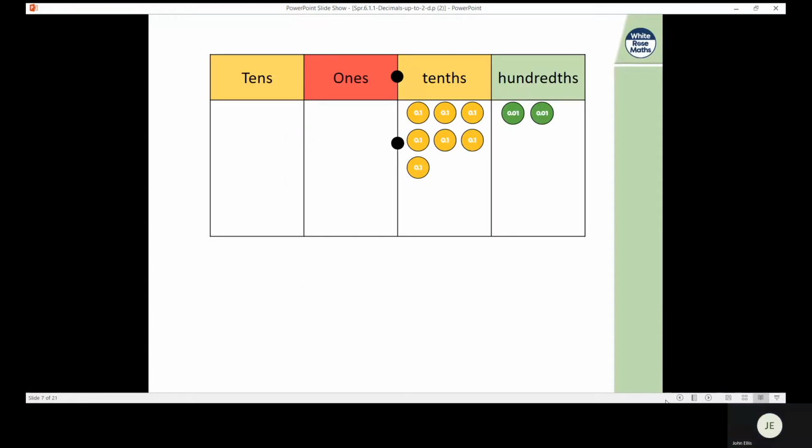Okay, so you can see a number on the screen. What number can you see?